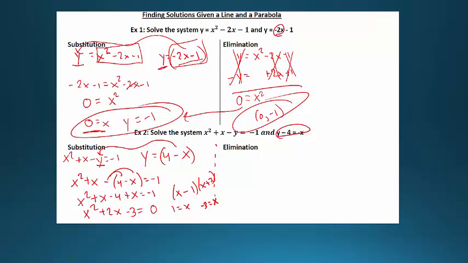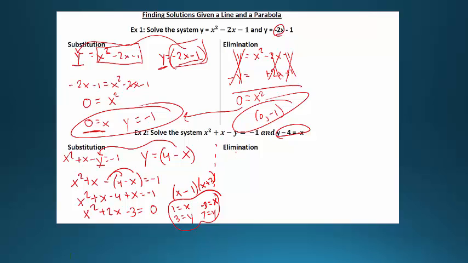I want to separate these because I still have to go get each one's y. So if I put 1 in for x, I get 3 for y. And if I put negative 3 in for x, I get 7. So this will have two real solutions, and these are the ordered pairs that those graphs would intersect.